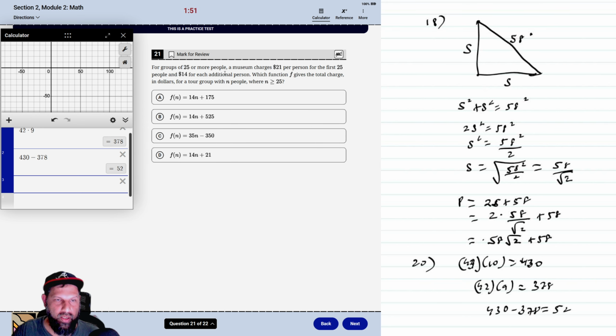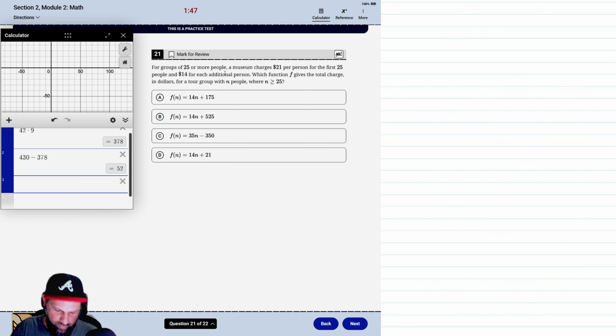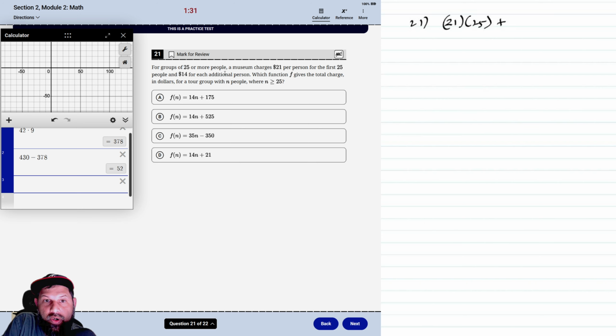Okay. We're given a bunch of things here where groups of 25 or more people, the museum charges 21 per person for the first 25. So the equation: 21 times 25, plus 14 for each additional person. So 14 times n minus 25.